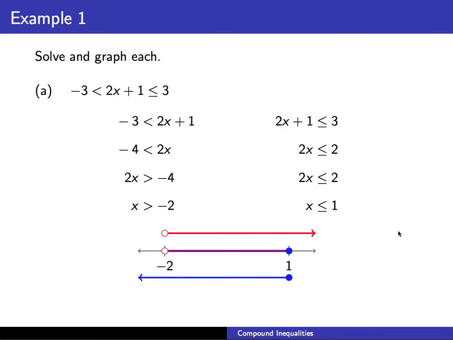So again, for the word and, they both have to be true. And if you see a compound inequality written this way, where you have a left side, a right side, and a middle, this implies the word and, where they're joined together by the expression in the middle.